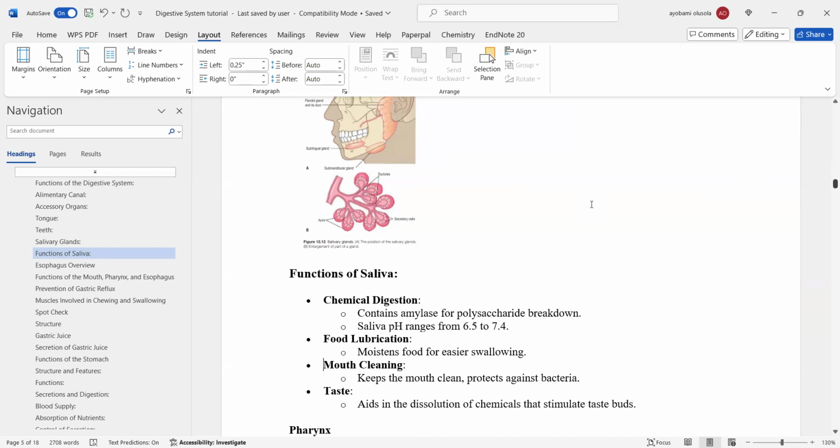Like we have said earlier on, it lubricates food for easier swallowing. It helps to keep the mouth clean and protect against bacteria. And it aids in the dissolution of chemicals, which allows us to sense taste.